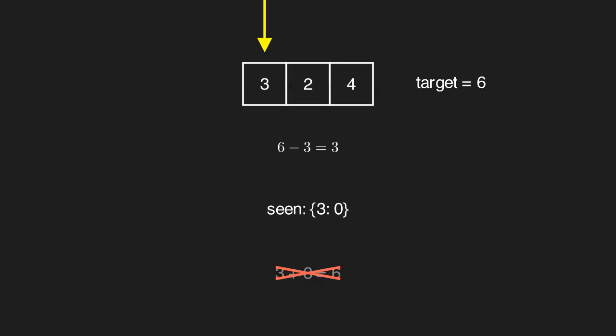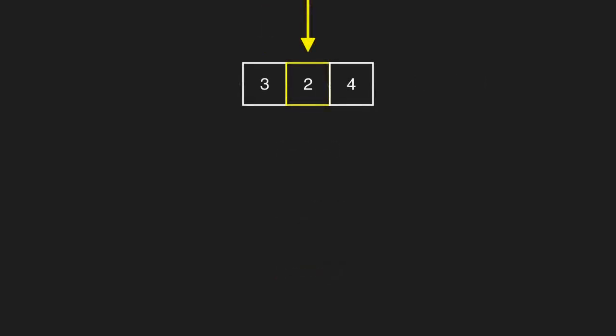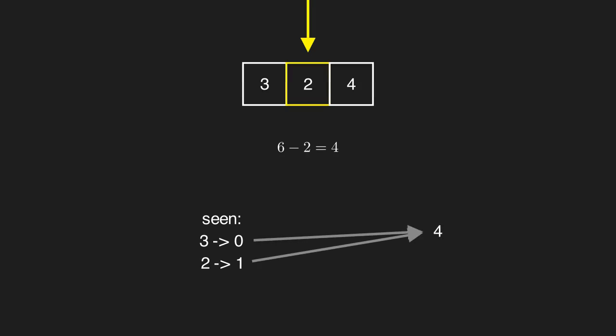The table now records one real occurrence of 3, which could support a later distinct 3 if such an occurrence existed. At index 1, the current value is 2, so its complement is 6 minus 2, or 4. The table currently contains only 3 mapped to 0. 4 is absent, meaning no processed element pairs with this 2. We therefore insert 2 mapped to 1. The table becomes 3 to 0 and 2 to 1.